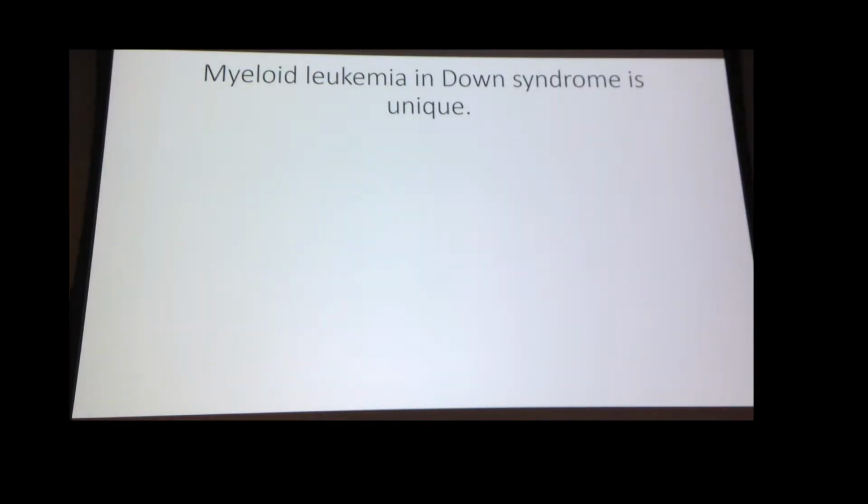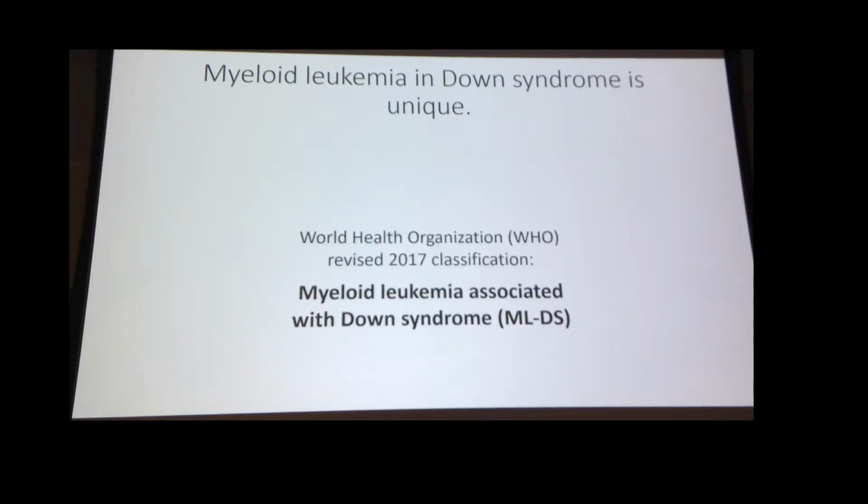I'm going to spend a little bit of time here emphasizing to you that myeloid leukemia, when it happens in Down syndrome, is really a unique disease. It's quite distinct from myeloid leukemia outside of the Down syndrome setting. And it's so unique that the World Health Organization's classification of hematopoietic tumors considers this entity as a distinct, independent subtype of leukemia called myeloid leukemia associated with Down syndrome.